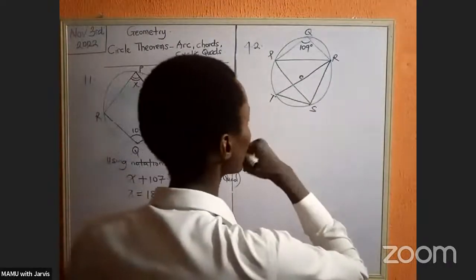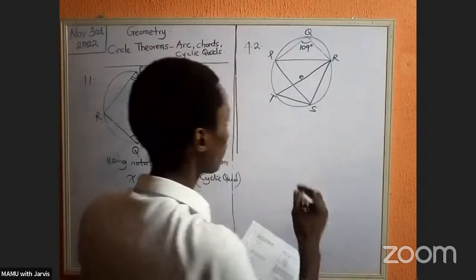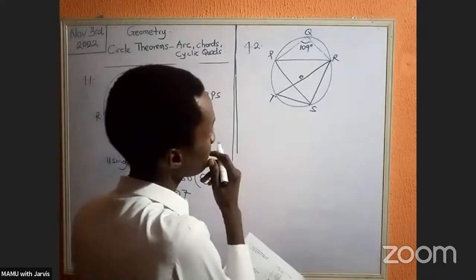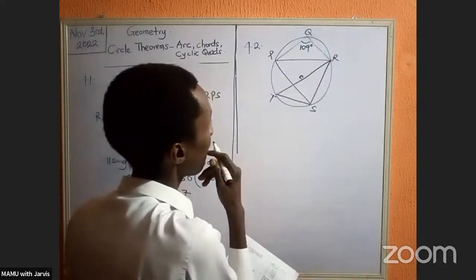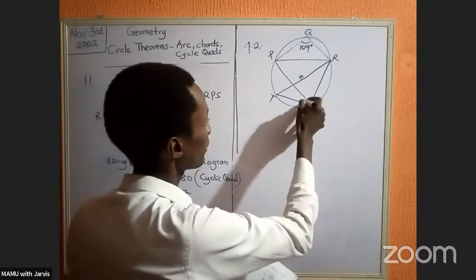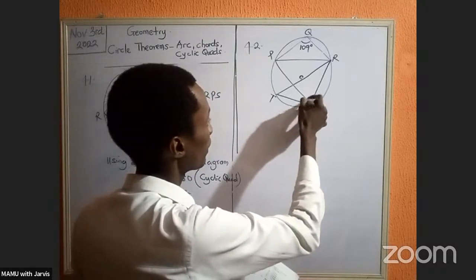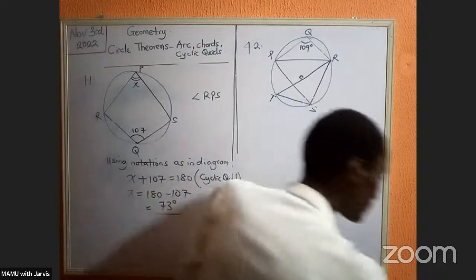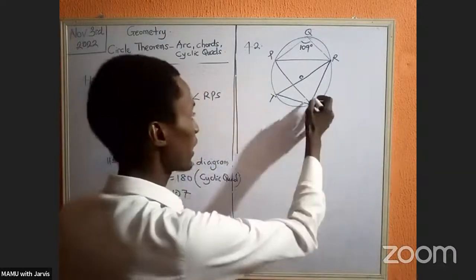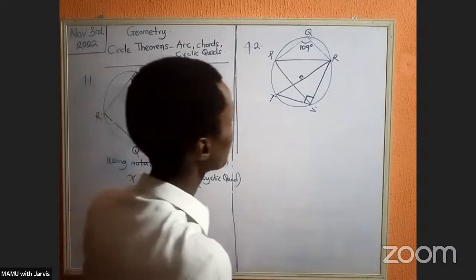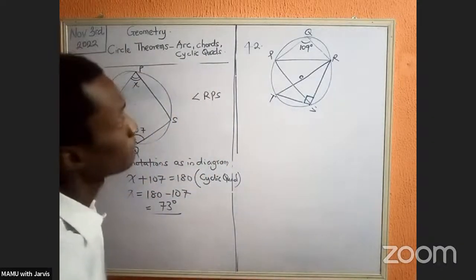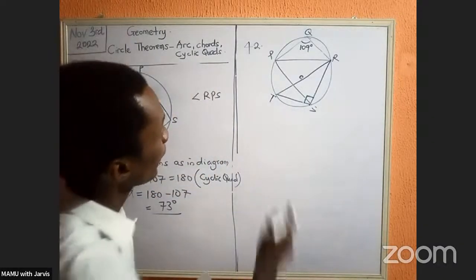Now, let's look at this. With that sorted, we can say that, because this is a diameter, this angle here will be 90 degrees. That angle will be 90 degrees. I can close this up.